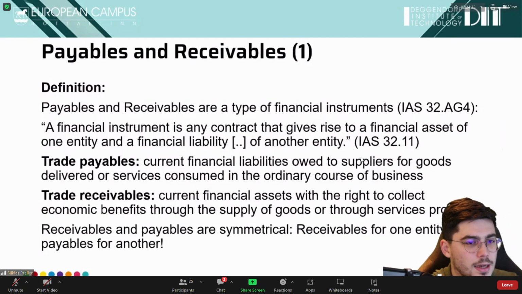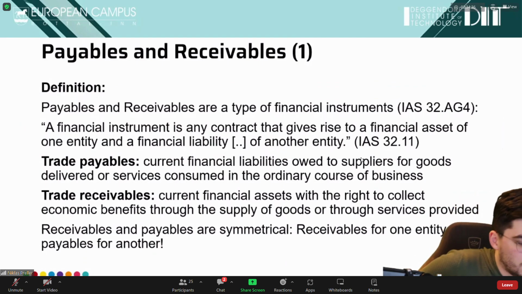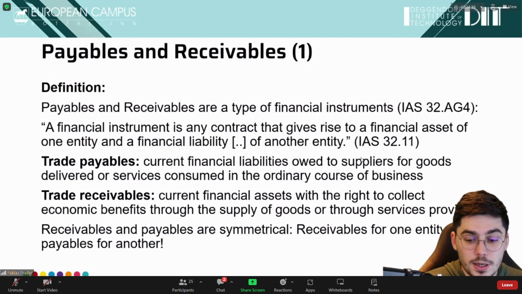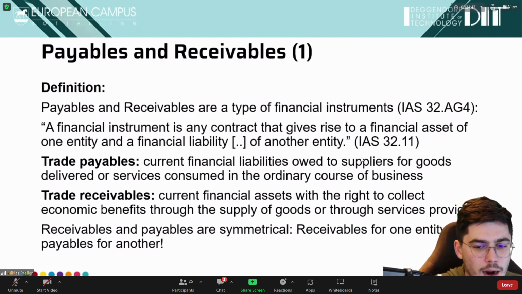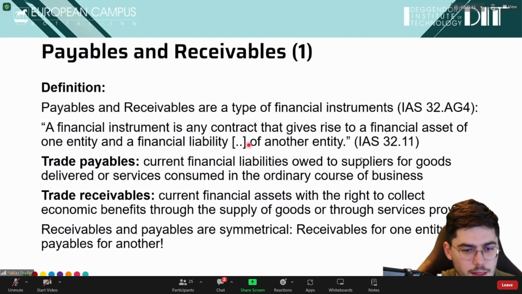Then we take a look at payables and receivables. Payables and receivables are something that we took an extensive look at during recording of transactions, because they are highly relevant and they are, in the context of the IFRS, a type of financial instrument, but also a financial instrument that is very easy to account for because it's so common. So the definition for financial instruments is very broad. It's any contract that gives rise to a financial asset of one entity and a financial liability of another entity. Yes, there's a question.